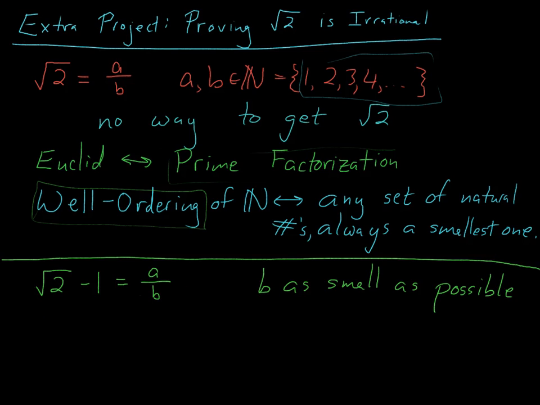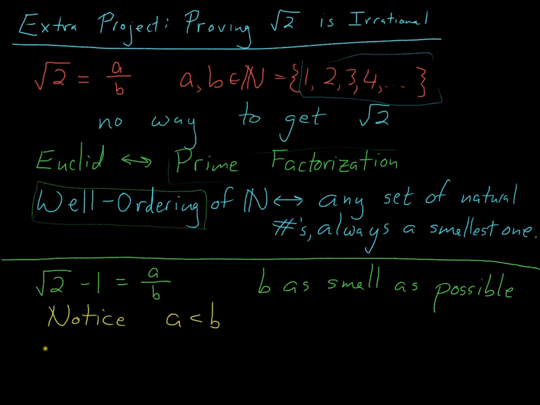The first thing I want you to see is that a is less than b. That's one of the reasons I wanted to do this minus 1 here. Square root of 2 is like 1.4 something. I subtract 1, so I've got like 0.4. So whatever a and b are, a has got to be smaller than b.